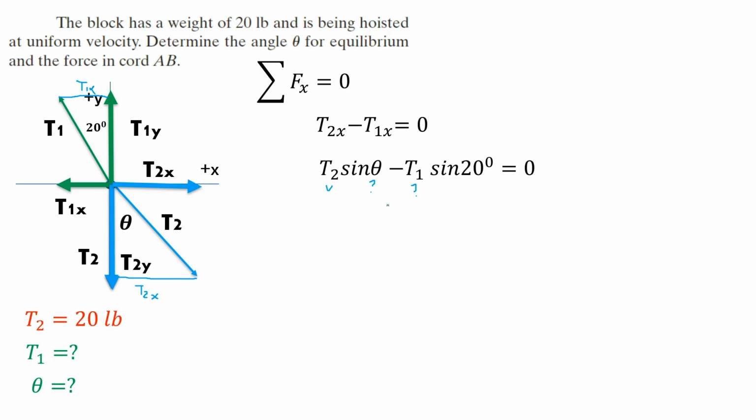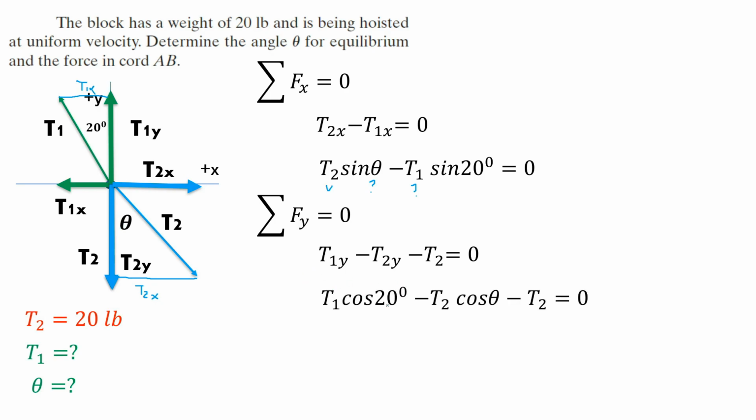We cannot proceed on this equation, so we have to go to the forces along y. The sum of forces along y is equal to 0. We identify 3 forces along y: T1y, which is going up, minus T2y, minus T2. So we replace all the forces with components. T1y is the adjacent of 20 degrees and T2y is the adjacent of theta, so that will be cosine. It will be T1 cosine 20 degrees minus T2 cosine theta minus T2 is equal to 0.